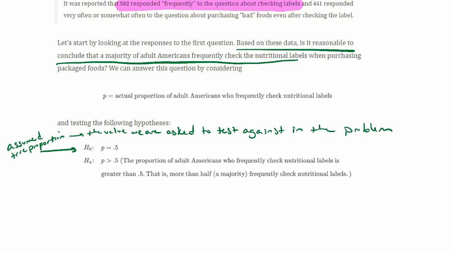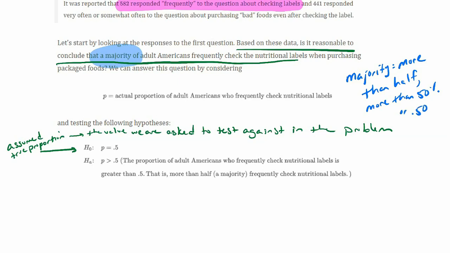Okay, I called the value we were asked to test against in the problem. Now, going back up to the question that's underlined up there, it says, is it reasonable to conclude that a majority, okay, what does majority mean? Majority means more than half. Or another way to say that is, more than 50% or 0.50.